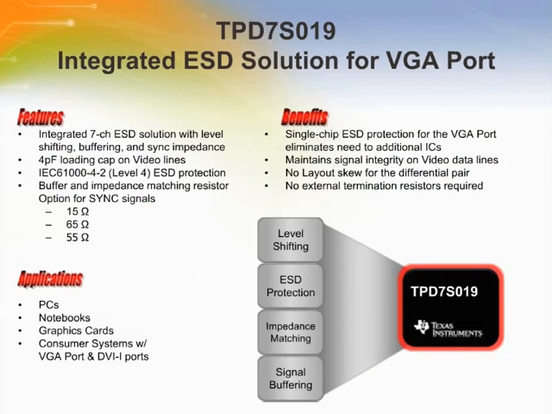The TPD7S019 is an integrated 7-channel ESD solution for the VGA or DVI-I port connector. This device integrates ESD protection for all signals, level shifting for the DDC signals, and buffering for the sync signals. 3 individual supply lines control the power rails of the video, DDC, and sync channels to facilitate interfacing with low voltage video controller ICs in mixed supply voltage environments.